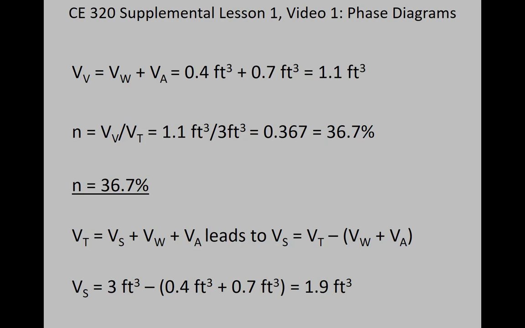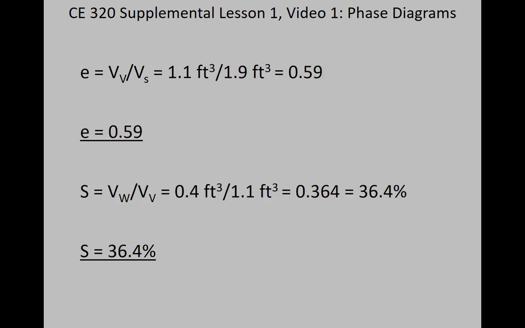Now, for our other calculations, we need to calculate the volume of solids, and that's simply the total volume minus the other volumes that we know, and we find out our volume of solids is 1.9 cubic feet. Knowing this, we can calculate the void ratio as the volume of voids divided by the volume of solids. That turns out to be 0.59. Saturation is again the volume of water over the volume of voids, or 36.4%.